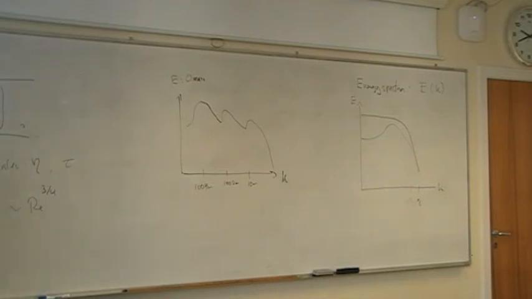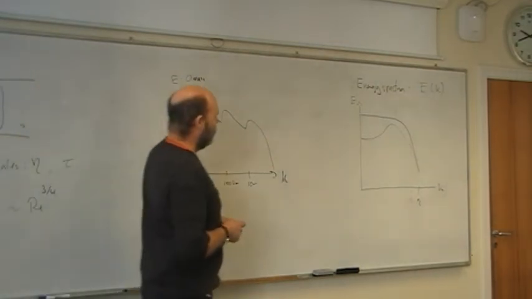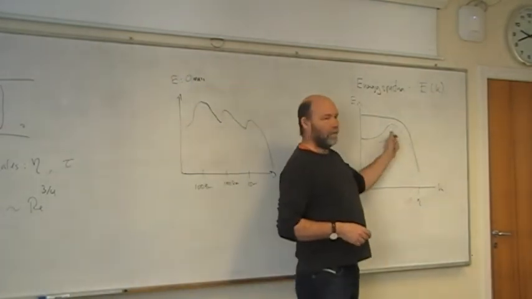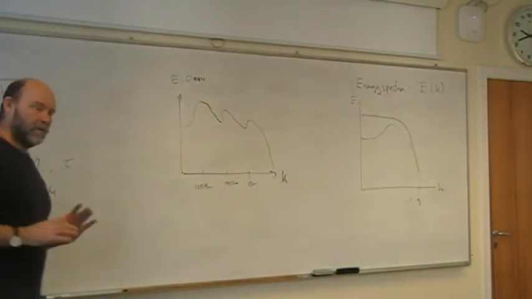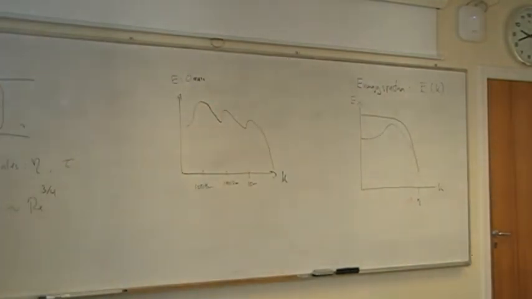We can say you don't have to resolve everything all the way down to Kolmogorov. But you should at least go down to 10 times Kolmogorov. Then you have captured absolutely most of the physics in the problem, most of the energy containing vortices. So 10 times Kolmogorov is a decent DNS still, except very close to the walls. Very close to the wall, that's where all the action takes place. That one has to be resolved.